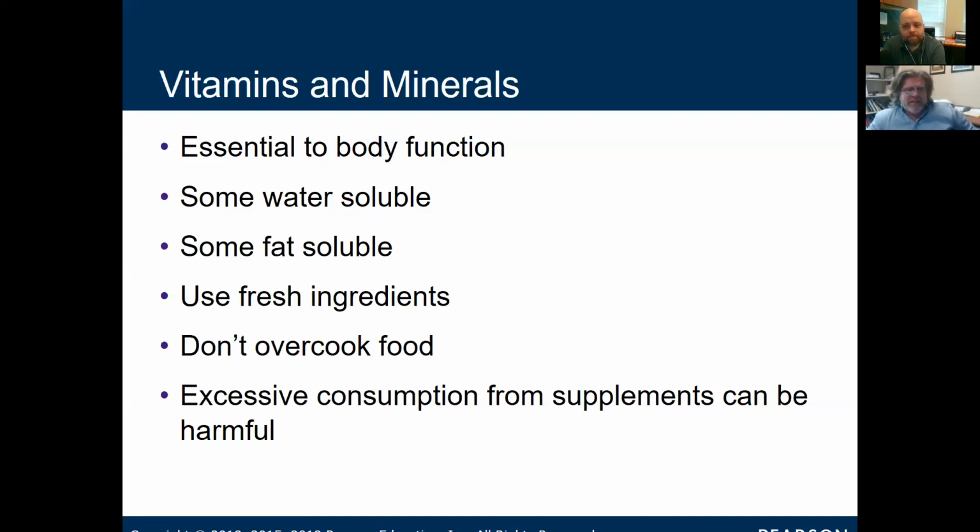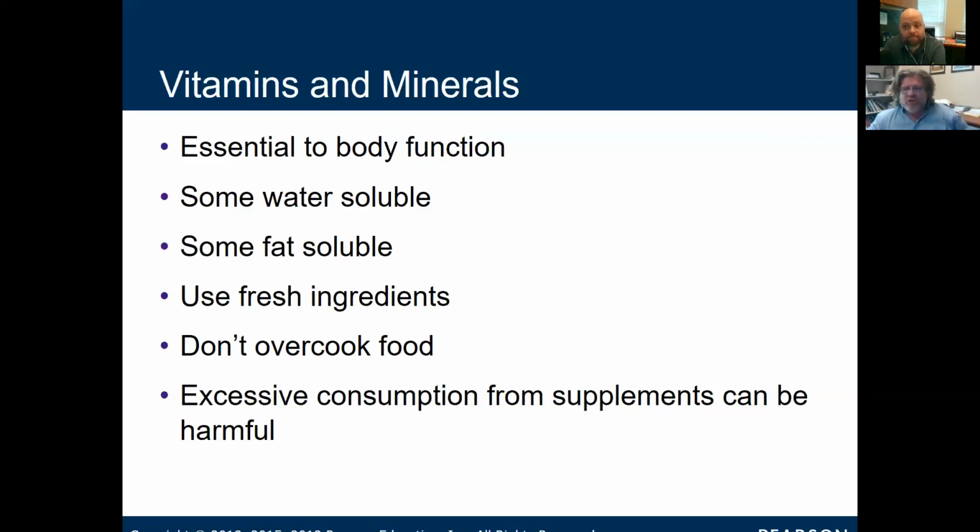How do we get the most minerals and vitamins in our food? Because we need them. Use fresh ingredients. Fresh, these are chemical compounds. They break down. The fresher your food is, the more nutritional value is going to be retained in it.